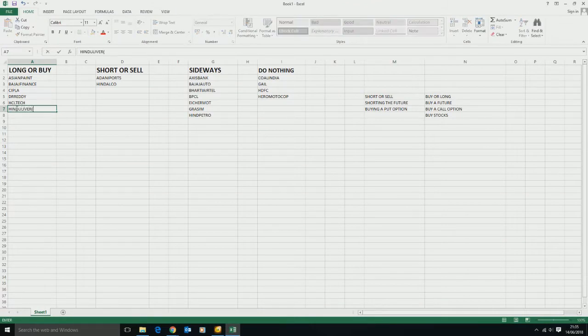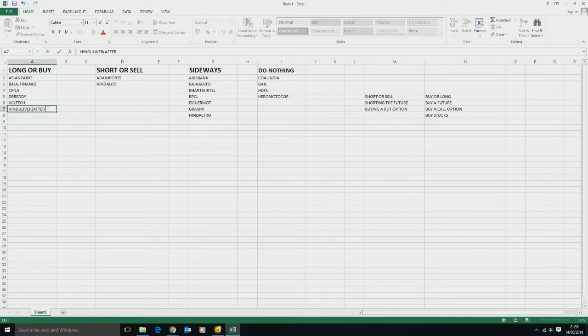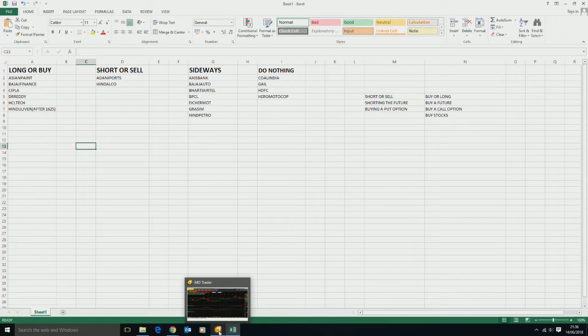but I put a condition after 1625. If the price moves above 1625, then I'll become a long or a buy trader or investor in Hindustan Unilever. You see how you actually decide and make your approach, which stocks you buy, sell, sideways, do nothing, right?